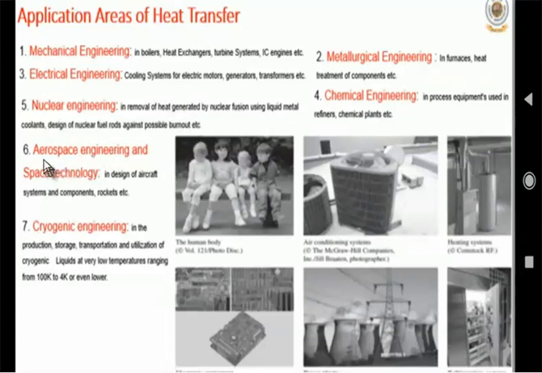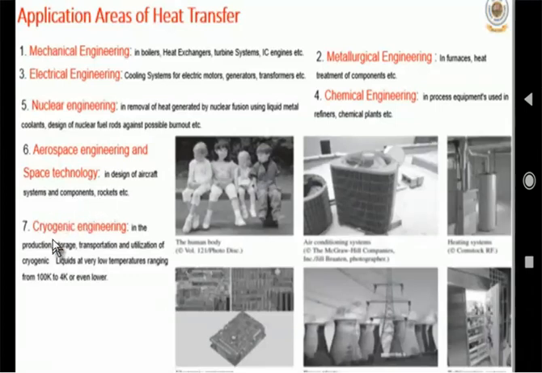Okay. Next one is aerospace engineering and space technology. Here in this field, you can use this heat transfer in the design of aircraft systems and components, rockets, etc.